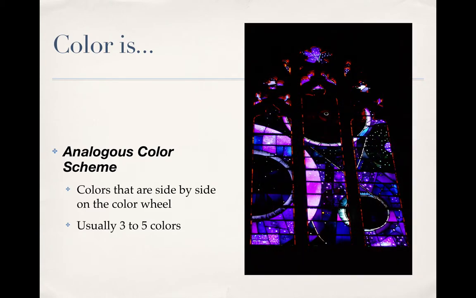In this window, which is actually the moon window from the National Cathedral in Washington, it is all analogous colors. It's the blues, the violets, and into red-violet and reds. They're all right beside each other on the color wheel.